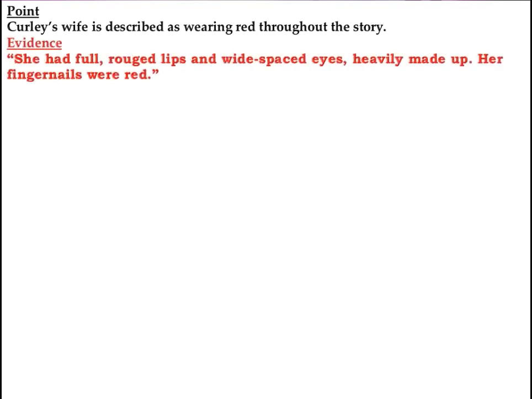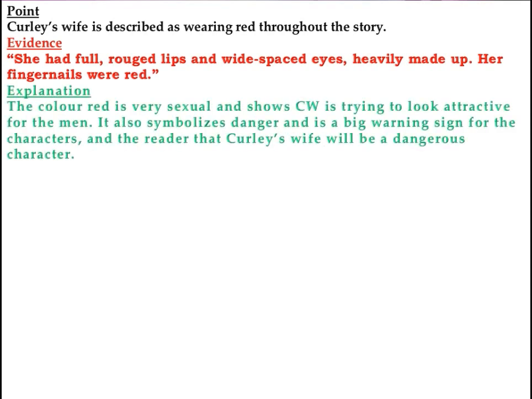So my point, which I've talked about, is that Curley's wife is described as wearing red. My evidence is the quotes. Then I'm going to do my explanation, talking about what red can symbolise. So the colour red is very sexual and shows Curley's wife is trying to look attractive for the men. It also symbolises danger, as a big warning sign for the characters and the reader that Curley's wife will be a dangerous character. That's me explaining the colour red and why it's been used.